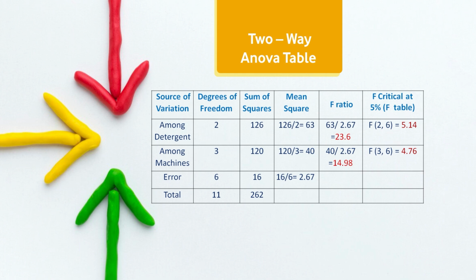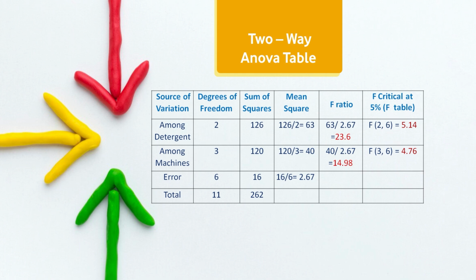Regarding the machines, among the machines, the mean square value is 40. Compare it against the error. So 40 divided by 2.67, which is equal to 14.9. So we get two F ratios for two different hypotheses.